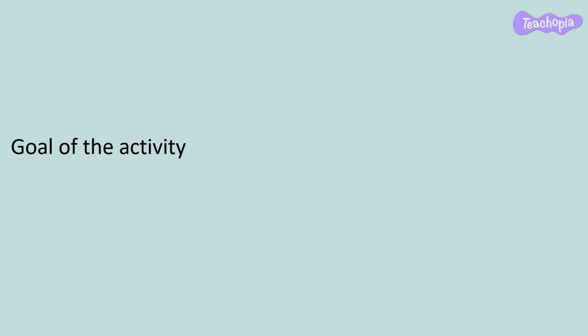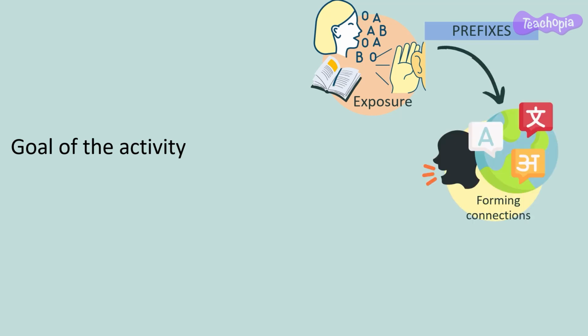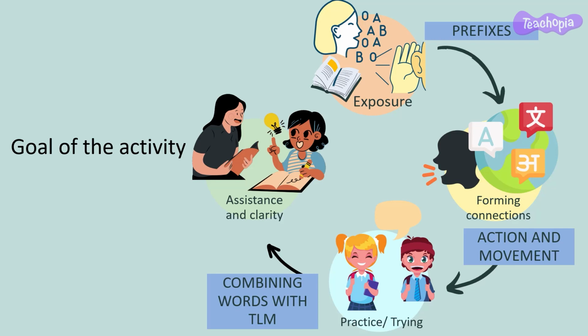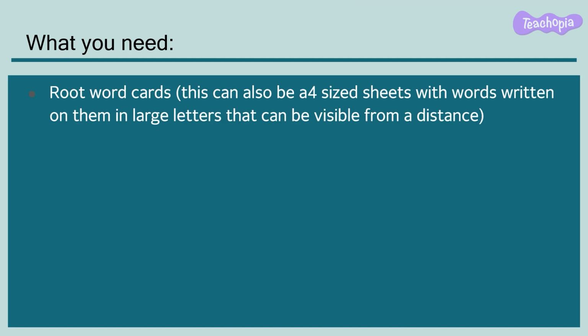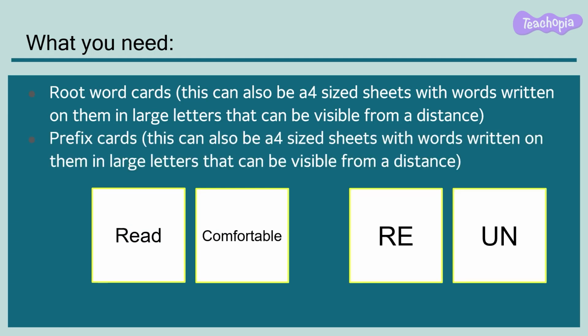The goal of this activity is to provide exposure to prefixes and help learners form connections to the meaning of the concept through actions and movements, then help them practice using prefixes or combining prefixes with root words using a simple tool, while also providing input and instruction throughout the activity wherever necessary. Here are some materials you will need for this activity. Root word cards that can be made using A4 size sheets or chart sheets. And you will also need prefix word cards that can be also made using A4 size sheets or chart sheets.